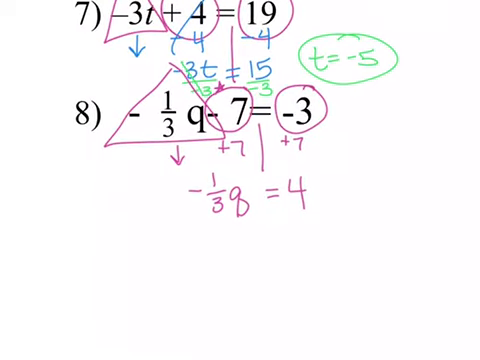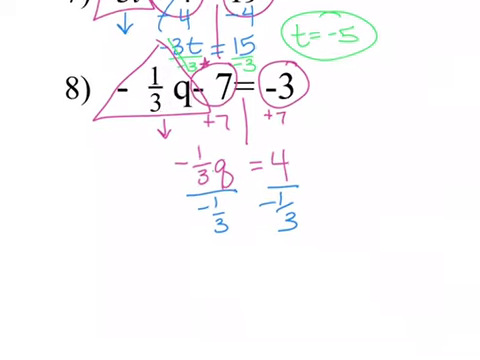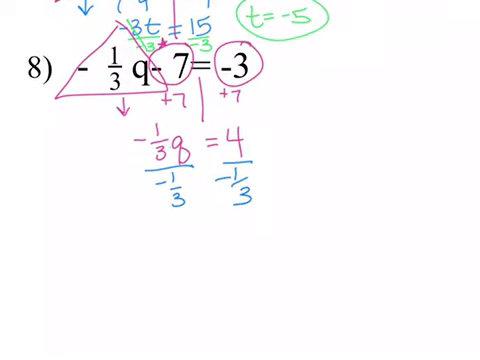So since my last operation is multiplication, there's two ways I can do this. I can, since it's multiplication, I can go ahead and just divide by negative 1/3, divide by negative 1/3. So, and then if you plug that in your calculator, 4 divided by negative 1/3, just like it is, you should get negative 12.